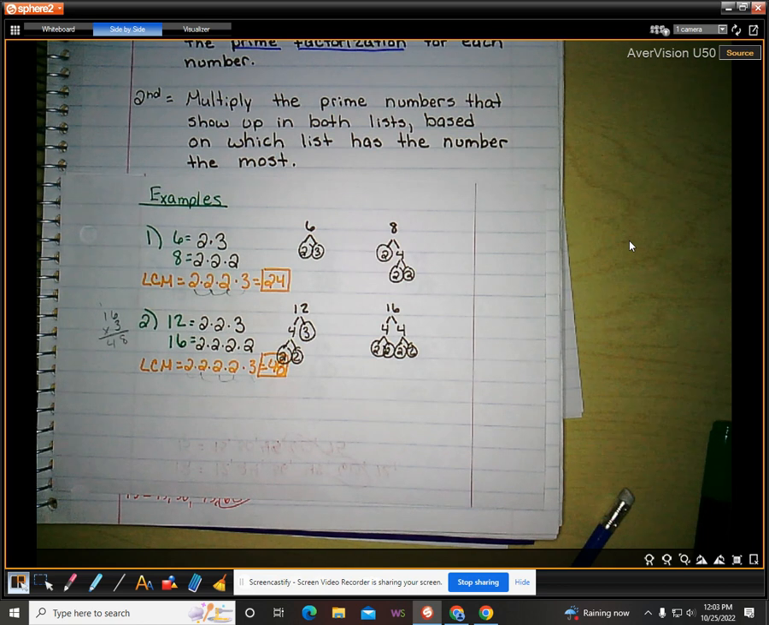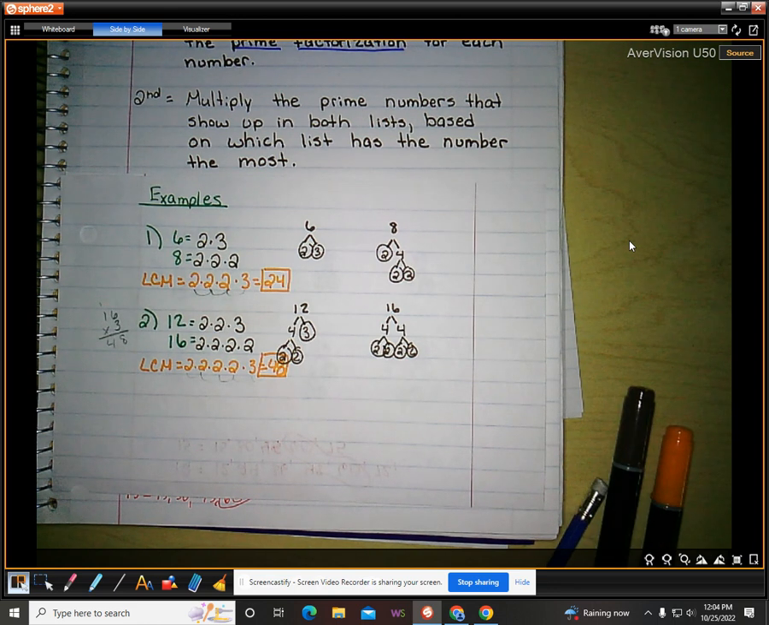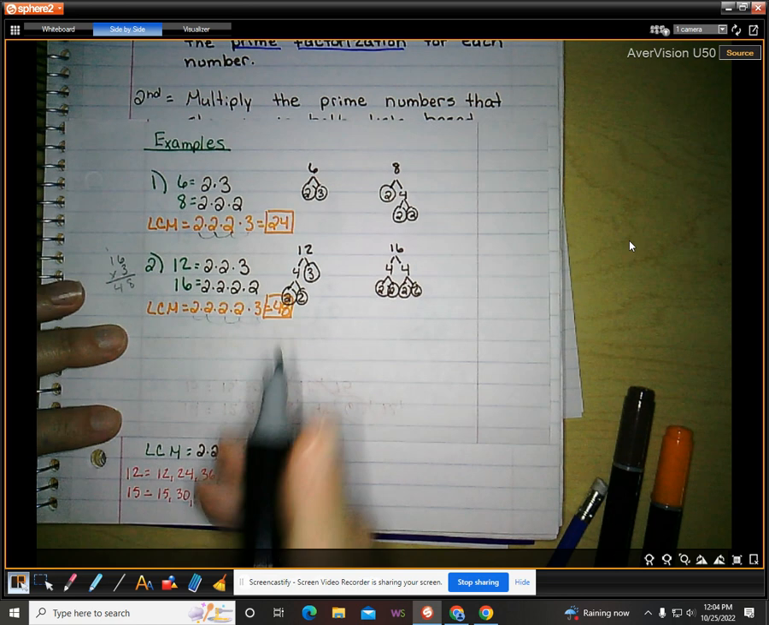Now questions. Don't worry, we're going to do one more together. But any questions about where I'm pulling these numbers from? Factor tree to make prime factorization, and then I'm multiplying all of the prime numbers based on whichever row has the most. Okay, then the next one we're going to look at is 12 and 15.